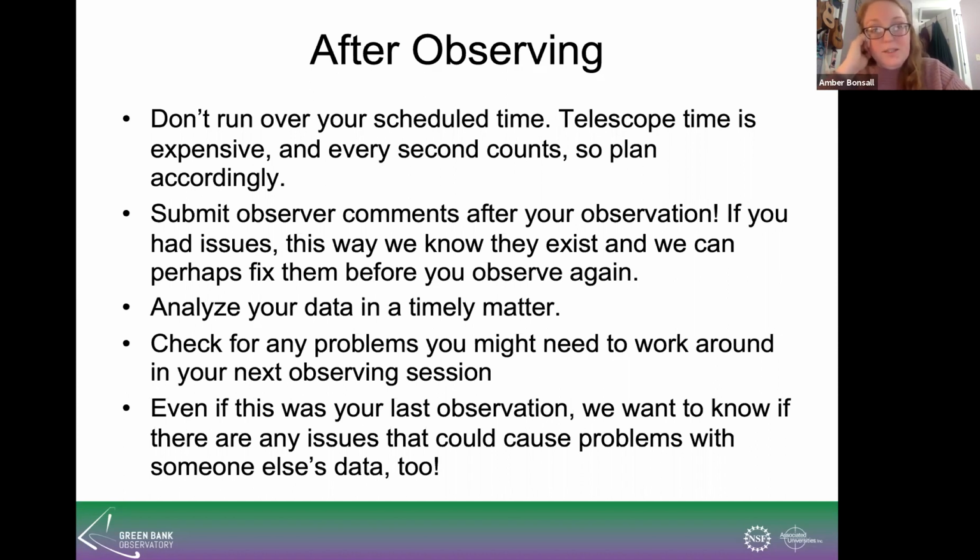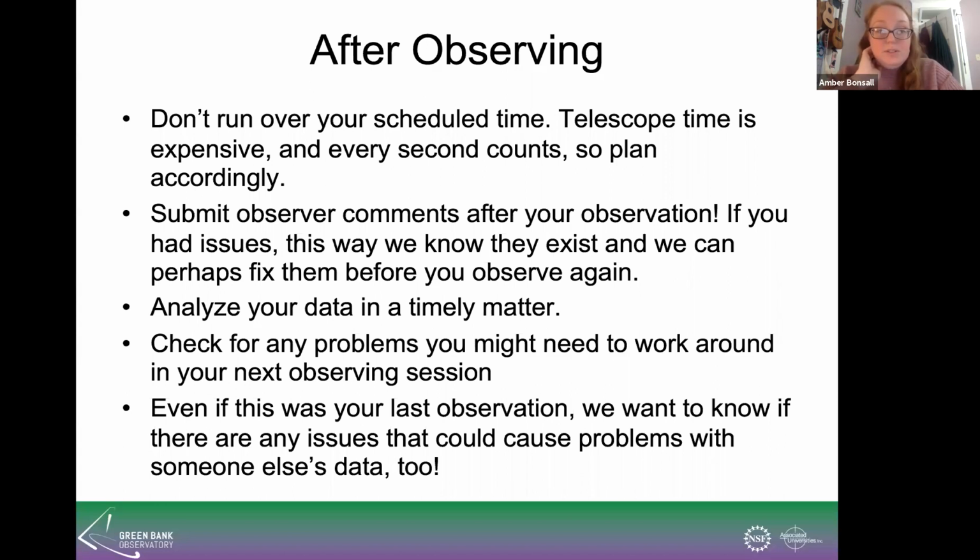You should submit observer comments after your observation, especially if you've had a concern or a problem or something that you noticed. This is how we know that problems exist, and we can try to fix them before you observe again. If you don't tell us that there's a problem, we can't help you. If you're just like, well, everything looks fine, but this is kind of a little off, if you don't tell us, we can't do anything about it, because in a lot of cases, we might not notice it.